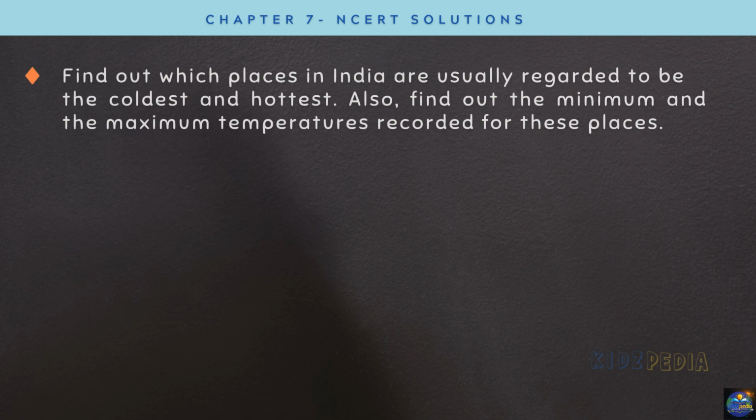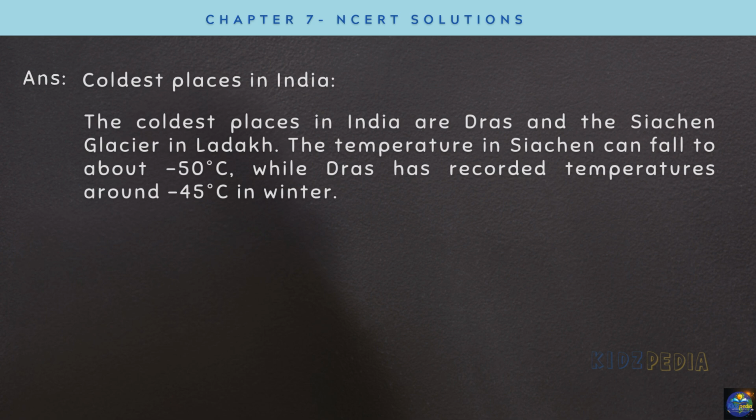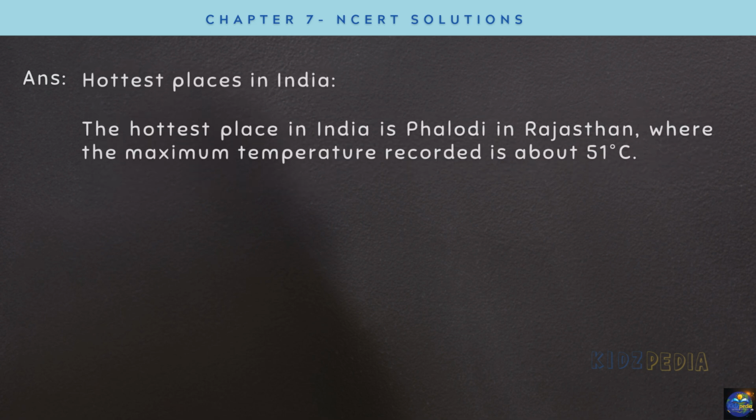Next one: find out which places in India are usually regarded to be the coldest and hottest. Also, find out the minimum and the maximum temperatures recorded for these places. The coldest places in India are Dras and the Siachen Glacier in Ladakh. The temperature in Siachen can fall to about minus 50 degrees Celsius, while Dras has recorded temperatures around minus 45 degrees Celsius in winter. The hottest place in India is Phalodi in Rajasthan, where the maximum temperature recorded is about 51 degrees Celsius during a heat wave.